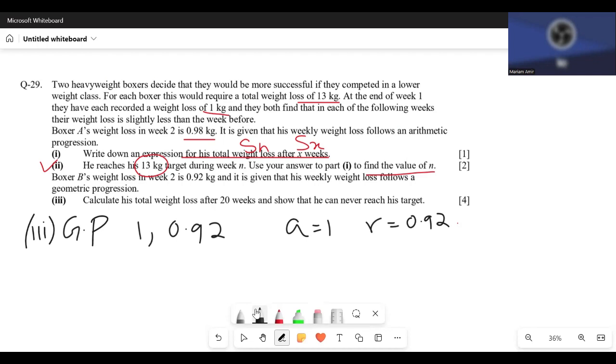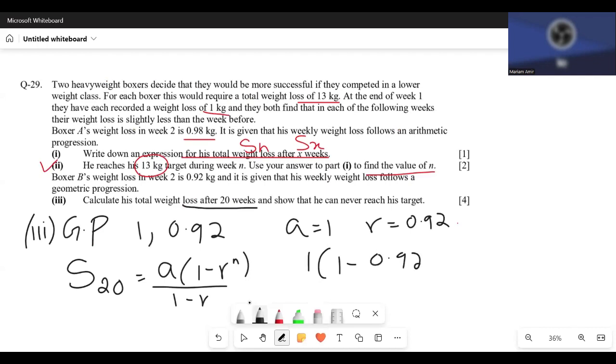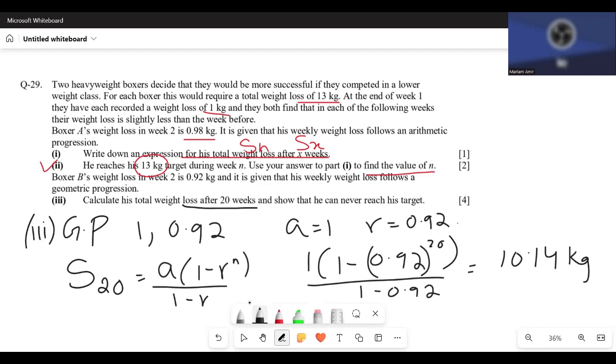Okay. Now what do we need? It is given that the weekly weight loss follows a GP. Calculate the total weight loss after 20 weeks. So we need S_20. The formula for that is a times (1 minus r to the power n) over 1 minus r. Substitute the values: 1 times (1 minus 0.92 to the power 20) upon 1 minus 0.92. Enter this carefully in the calculator and you should get 10.14 kg.